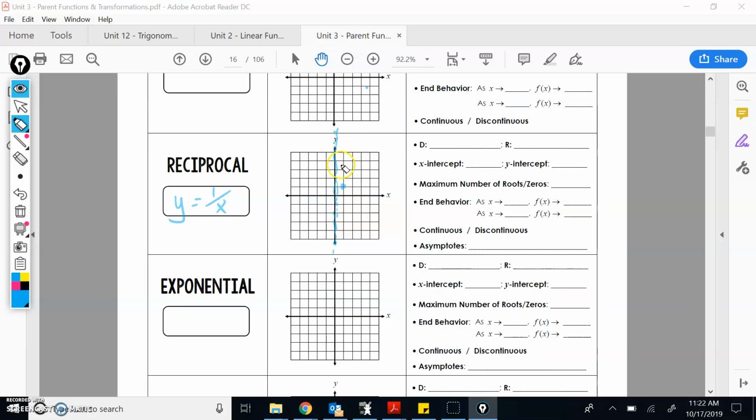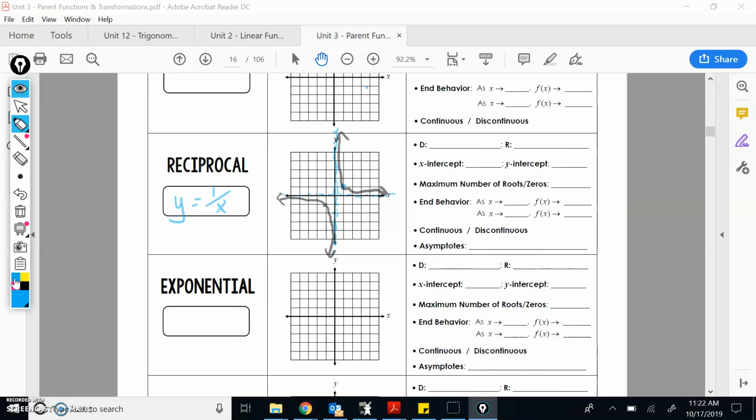You keep plugging in numbers. It's going to look like this, where it touches that, and there's also another asymptote going horizontally, meaning that there is no number that you can plug in for x for this answer to equal 0. And then the graph also goes this way, like that. That's the standard reciprocal function.